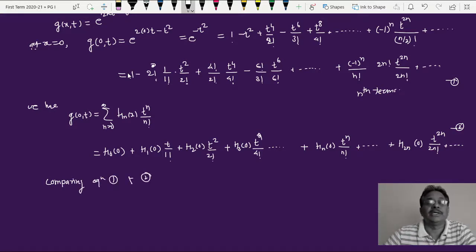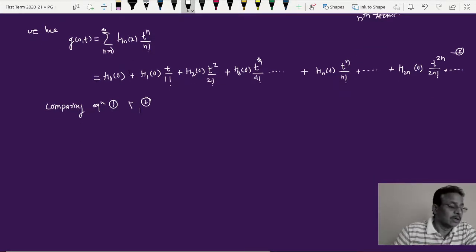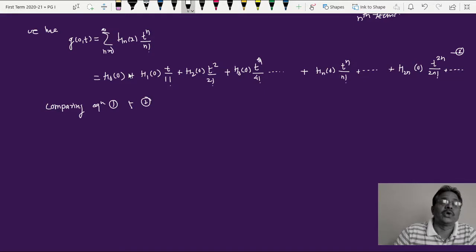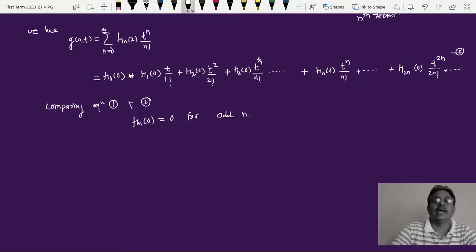Comparing equation 1 and 2, one will get very easily, okay, so all odd terms. So here it is h0(0) t raised to 0 upon 0 factorial, h1(0) into t raised to 1 upon 1 factorial. Here, comparing this, it was negative, here this is now positive, again this is negative, then this is positive. Likewise, in that case we will get hn of 0 is equal to 0 for odd n. Okay, odd n is not existing there.